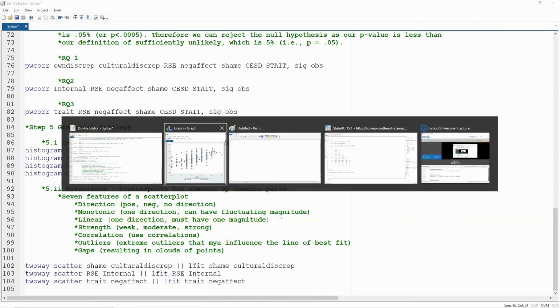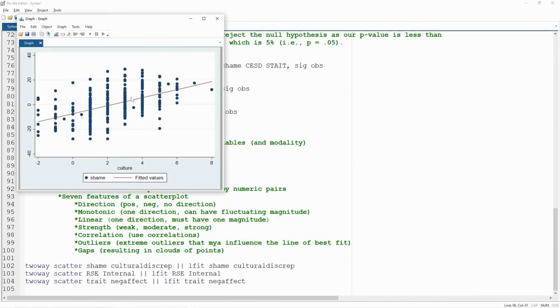So if we go back to our graph, we can see that it is in fact monotonic and it is also linear. Strength. Now, this is a little bit difficult. You kind of have to eyeball strength. And we're talking about strength being weak, moderate, or strong, so using the same terminology as correlations. Here, I would say this is a relatively moderate relationship, weak to moderate probably even.